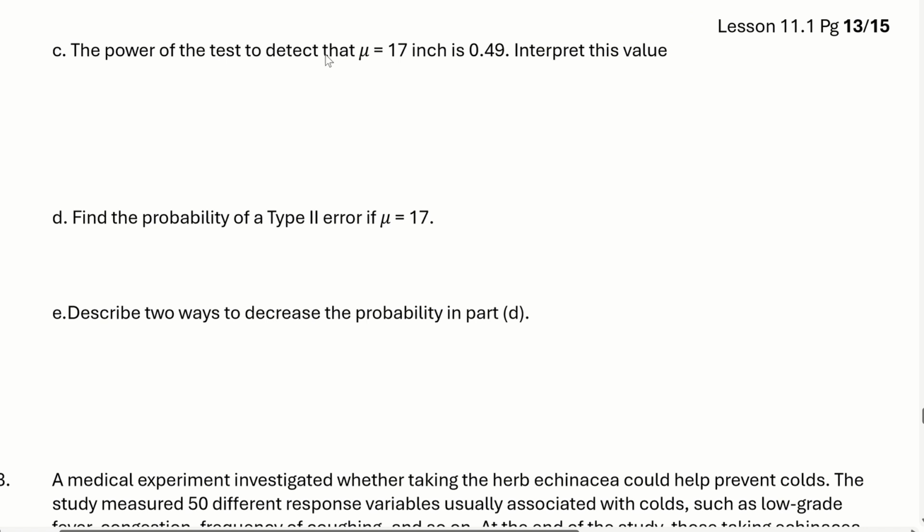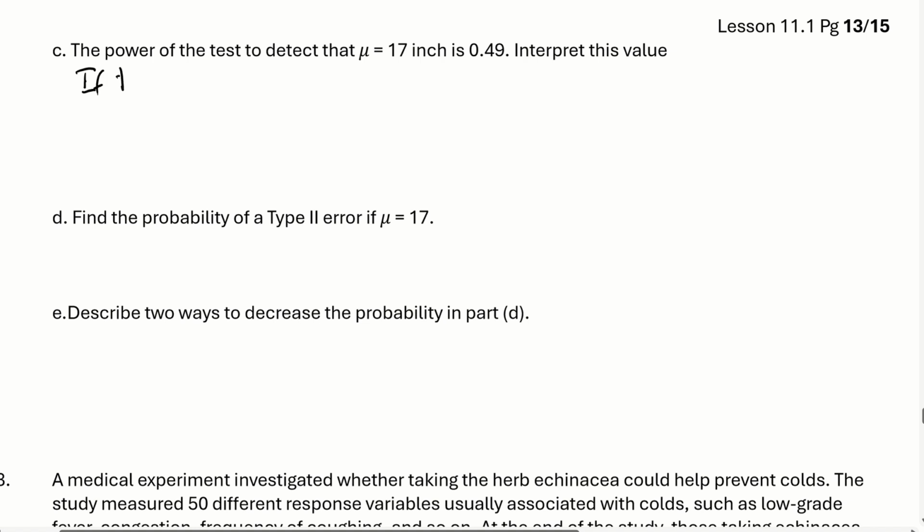Now it says the power of the test to detect that mu equals 17 inches is 0.49. So they want you to interpret that value. Remember that the power of a test is the probability that you would find convincing evidence for the alternative hypothesis given a specific value is true. So given that mu equals 17 is the actual value, the probability that if we did the test we would find convincing evidence is 0.49.